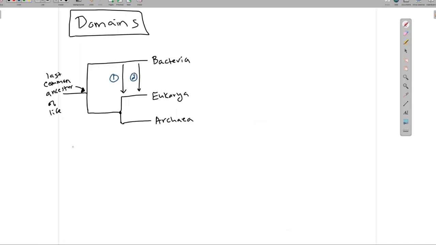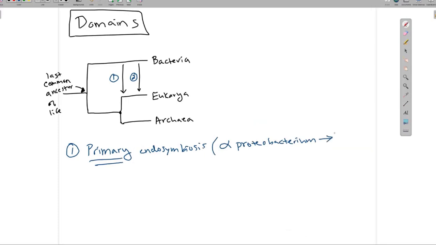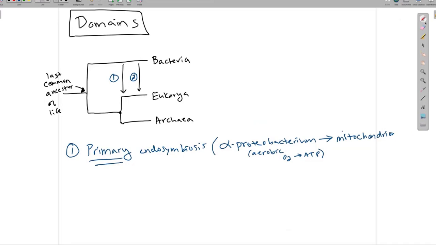These two events here, those are the endosymbioses. Both of them are primary. So anytime you see a bacterium involved, it's primary endosymbiosis. I'll distinguish these two events in a moment. So primary endosymbiosis, in this case, we have an alpha proteobacterium get engulfed. That's aerobic, meaning it can use oxygen and ultimately make ATP. And that eventually evolves into the mitochondria in eukaryotic cells.